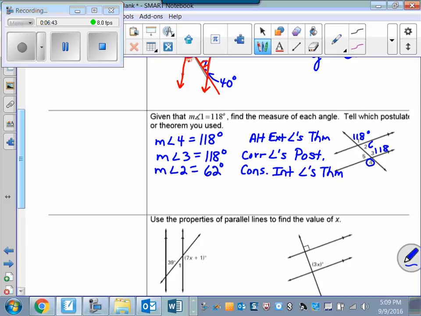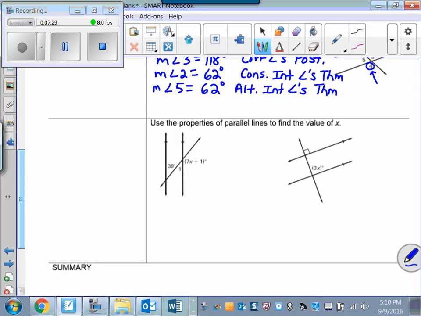And so if that's 62 degrees, then 2 and 5, what kind of angles are they? They're alternate interior angles. So I know the measure of angle 5, alternate interior angles are congruent, so the measure of angle 5 is also 62 degrees. Alternate interior angles theorem. And of course you could have used, when I found the measure of angle 3 is 118, I could have said the measure of angle 4 is also 118 because those are vertical angles. But we were really trying to practice with our new theorems and our postulate, so that's why I went about it in that way.